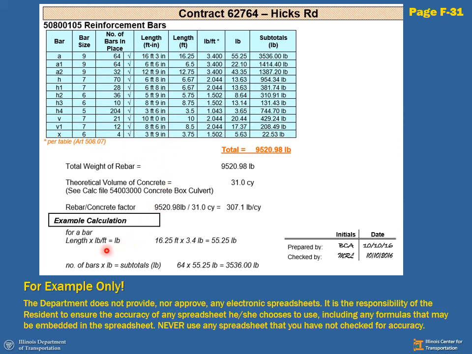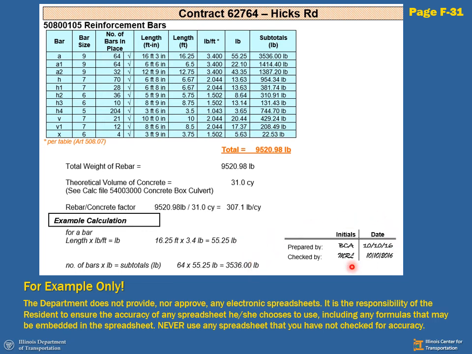Then my sample calculation tells me for a single bar, I take its length times its weight per foot, and I get pounds. So that's my total here. So I take this cell times this cell, and I get this cell. That's my example calculation. All right, subtotal would then be the number of bars times the pounds of each bar. So here, this cell is the pounds per bar times the number of bars, which would equal this amount. So I've shown those example calculations right here.